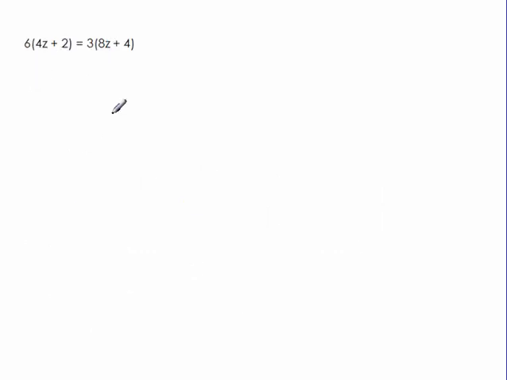Okay, for a problem like this, I can see that I have variables on both sides, and they're within the parentheses. Now, whenever you have parentheses in an equation like this, we want to clear the parentheses first by distributing. So I'm going to distribute my 6 to both the 4z and the 2. And then I'm going to distribute the 3 to both 8z and 4. So 6 times 4 gives me 24z. And 6 times 2 is 12. And 3 times 8 is 24z. And 3 times 4 is 12.